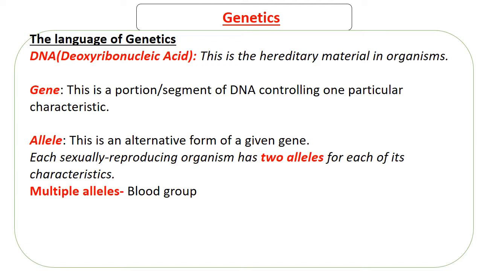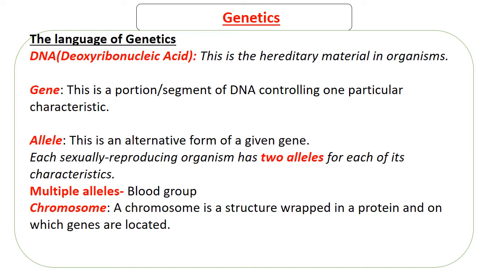So there is an allele for A, an allele for B, an allele for O. So the way you combine these three alleles determines the blood group of a person. So multiple alleles is a situation where we have more than two alleles. Normally in sexually reproducing organisms we have two alleles, for example, tallness, shortness. But multiple alleles is where we have more than two.